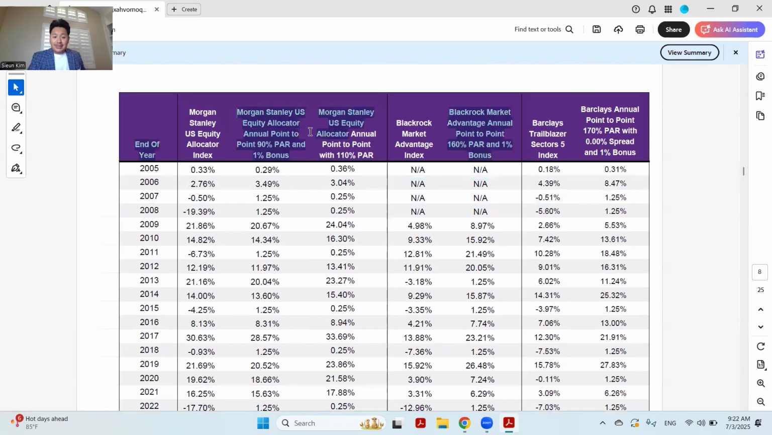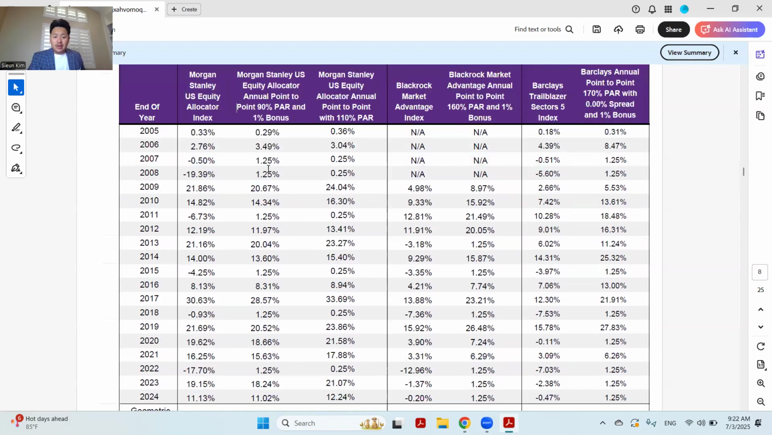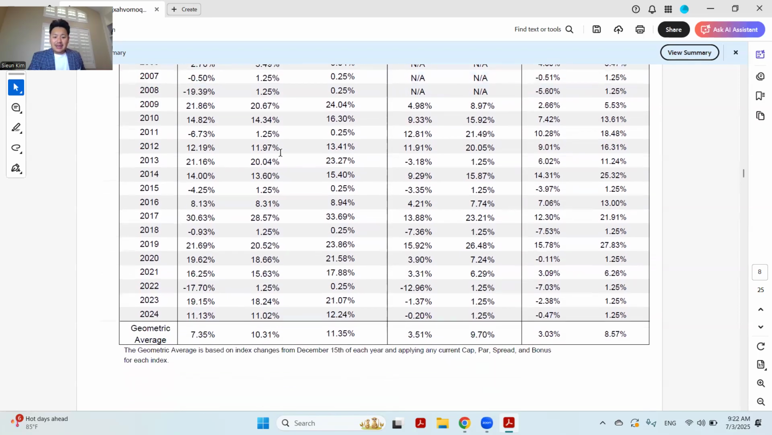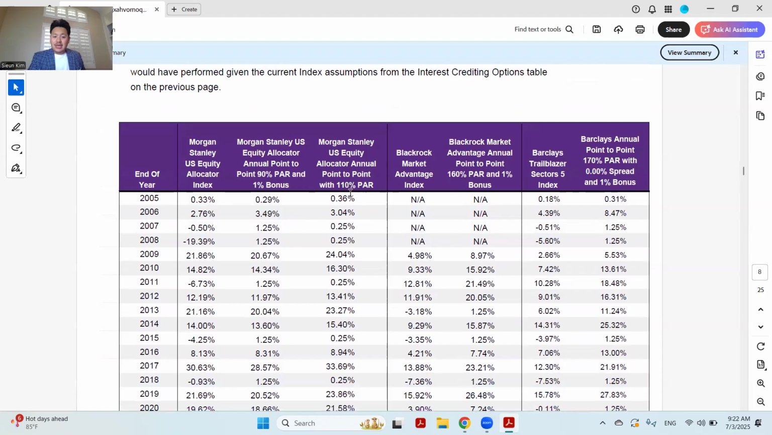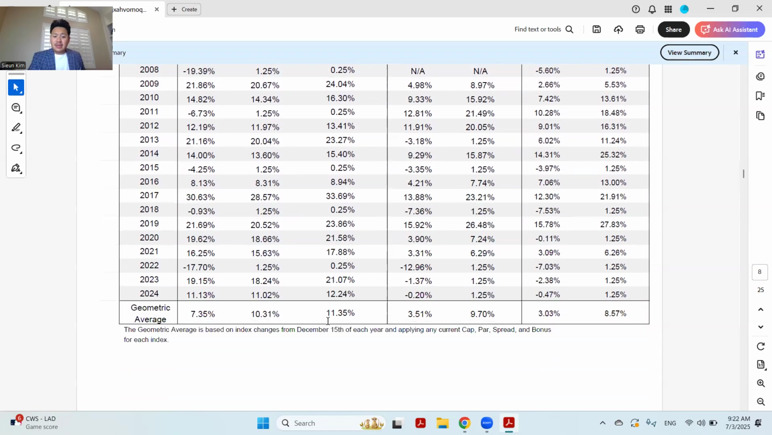But our Morgan Stanley US equity allocator did what on average? 10.31. It did almost 3% higher in interest on average over the last 20 years. The Morgan Stanley point to point with 110% participation did over 11% return on average over the last 20 years.